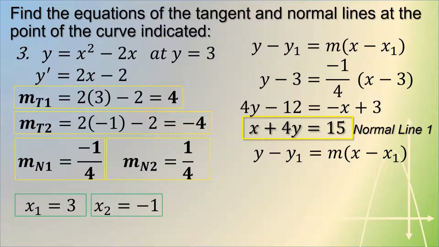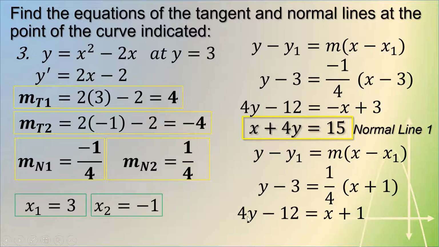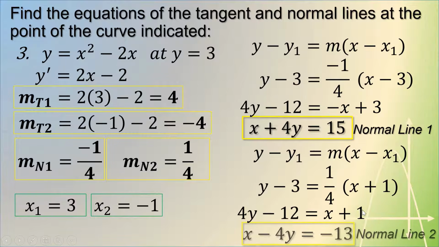And then for the second normal line, using the second slope and the second value of x, that is positive 1/4 and negative 1. So y minus 3 is equal to 1/4 times x plus 1. Cross multiplying 4, that is 4y minus 12 is equal to x plus 1. And so our second normal line equation is x minus 4y is equal to negative 13.